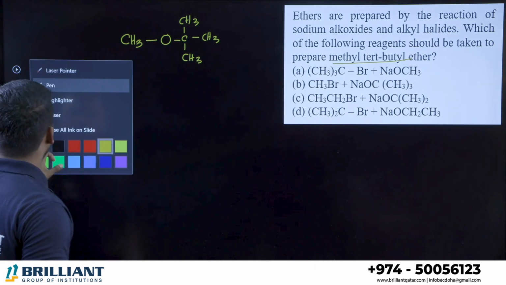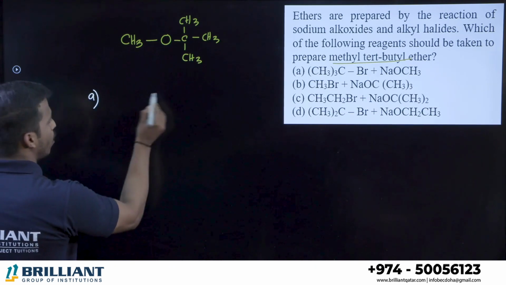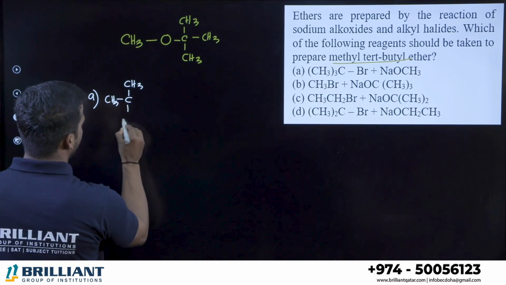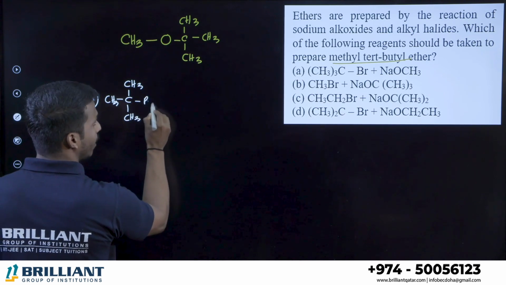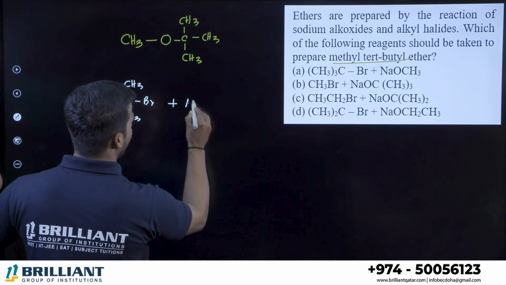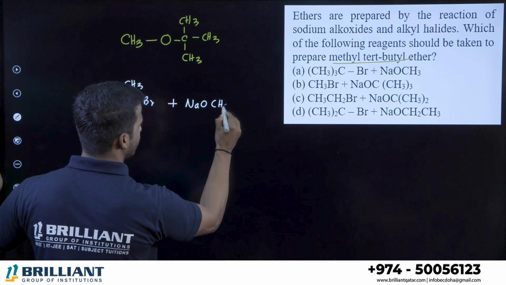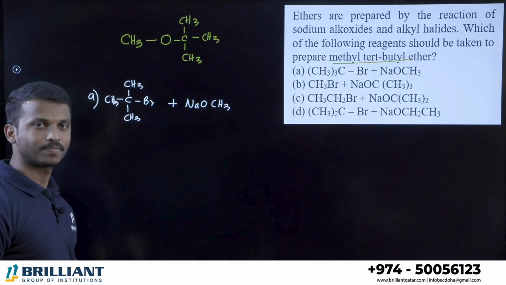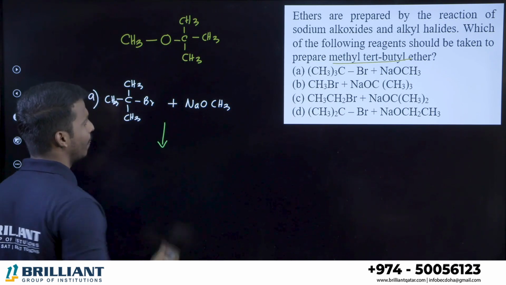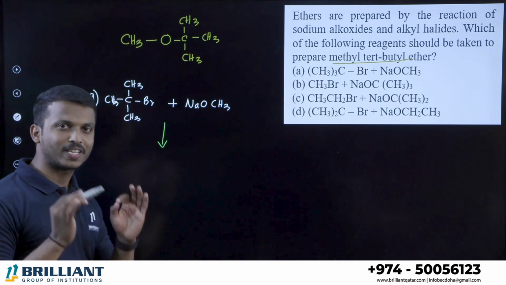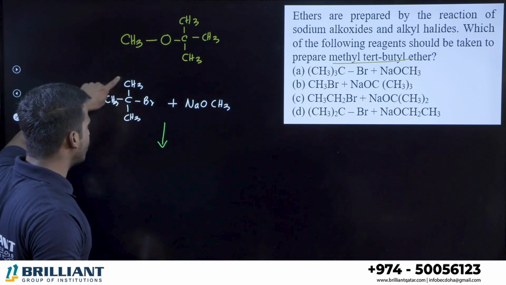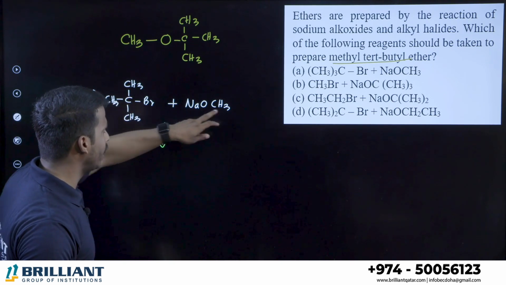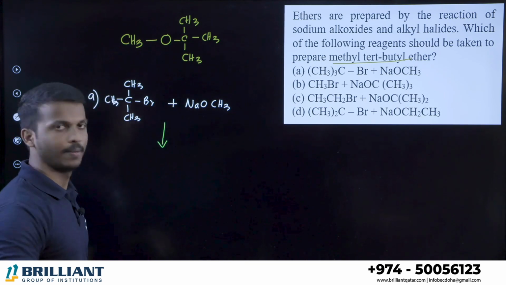Let's see. Compound number A. What is compound A given? Tert-butyl bromide. Tert-butyl bromide reacting with what? NaOCH3. What is this? Sodium methoxide. Will you get the product, dear all? No. See the textbook very carefully. This is a tertiary butyl bromide, a haloalkane. This is sodium alkoxide, sodium methoxide.